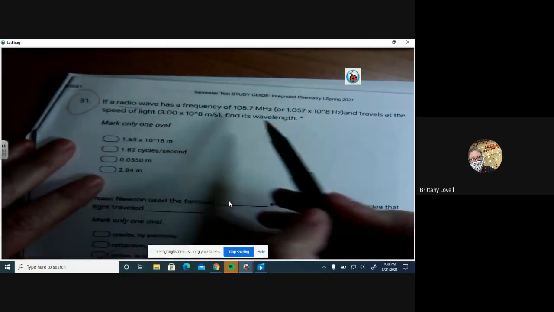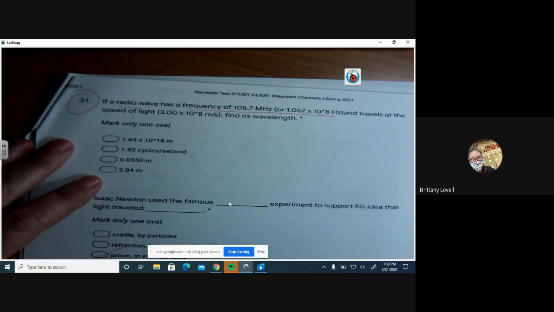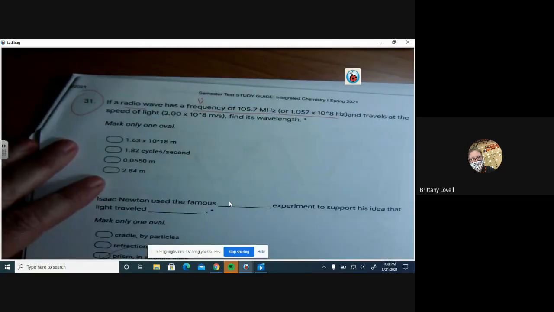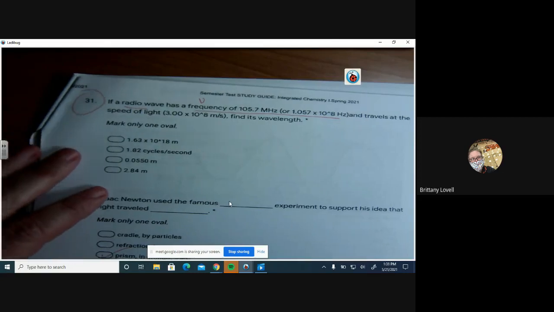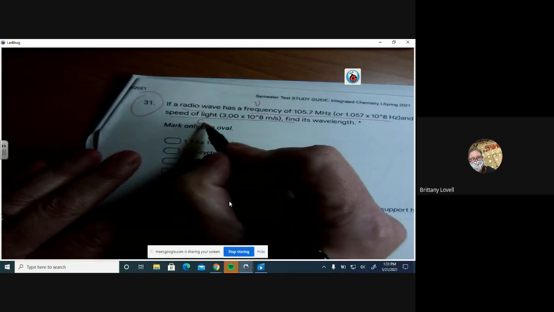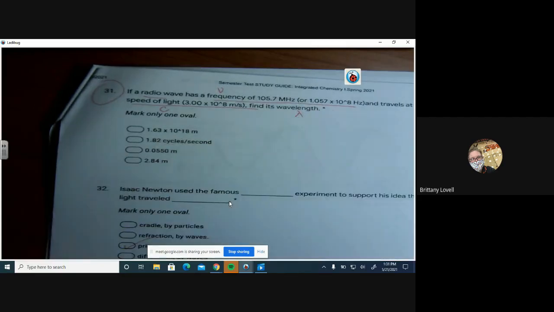So 31, it says if a radio wave has a frequency of 105.7 megahertz, and if you'll remember, frequency is this little symbol right here. It's a little fancy V. And it travels at the speed of light. And remember, speed of light is represented with a C, a constant C. It says find its wavelength. Wavelength is that weird looking upside down Y.